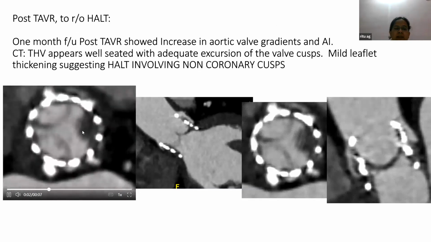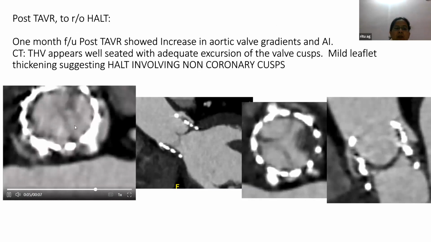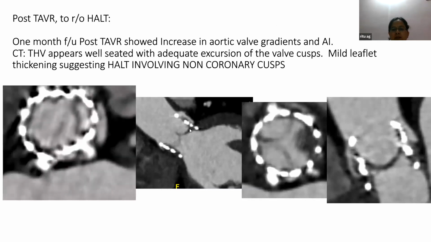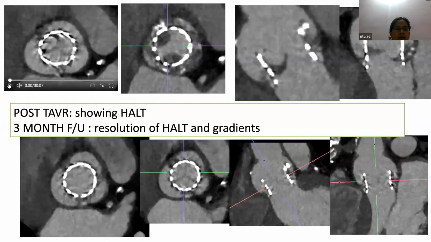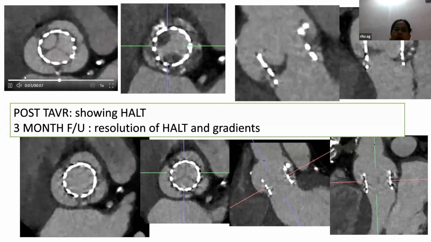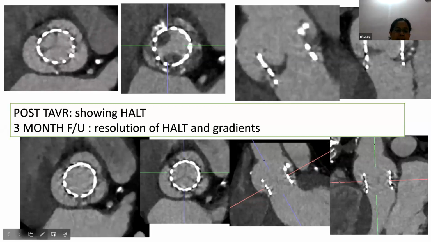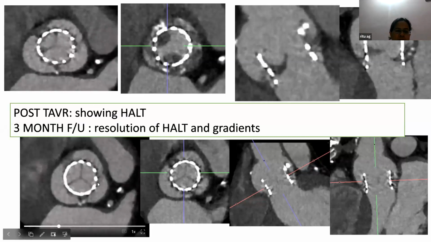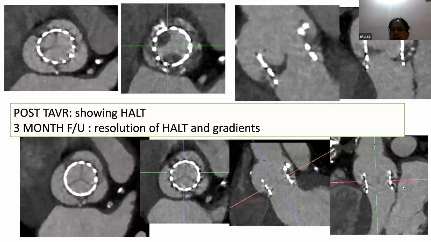So we have again a TAVR valve, but we have this nodular thickening of one of these cusps. You can see it on a coronal, on a sagittal, on an axial image. So this is the HALT, hypoattenuating leaflet thickening of the non-coronary cusp. And once you have diagnosed HALT, you can use a similar TAVR protocol to see if the HALT is resolved on follow-up imaging. So this was a patient who was showing this hypoattenuating thickening, and when we did a 3-month follow-up CT, we can see this thickening has completely gone.